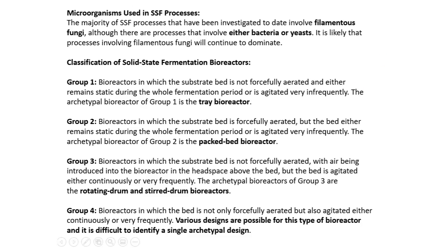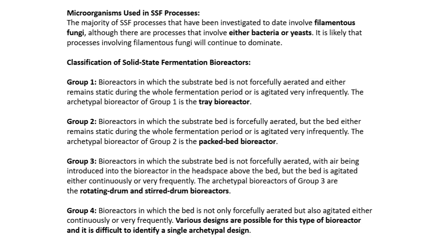Group number 2 is the bioreactors in which the substrate bed is forcefully aerated. The aeration is completely forced, but the bed either remains static during the whole fermentation period, or is agitated very infrequently. This type is called the packed bed bioreactor. In the packed bed, the substrate bed is forcefully aerated, the air is passed through the packed bed, and the agitation is not a continuous process. It is very rarely agitated. So this type is called the packed bed bioreactor, and this comes under group 2.